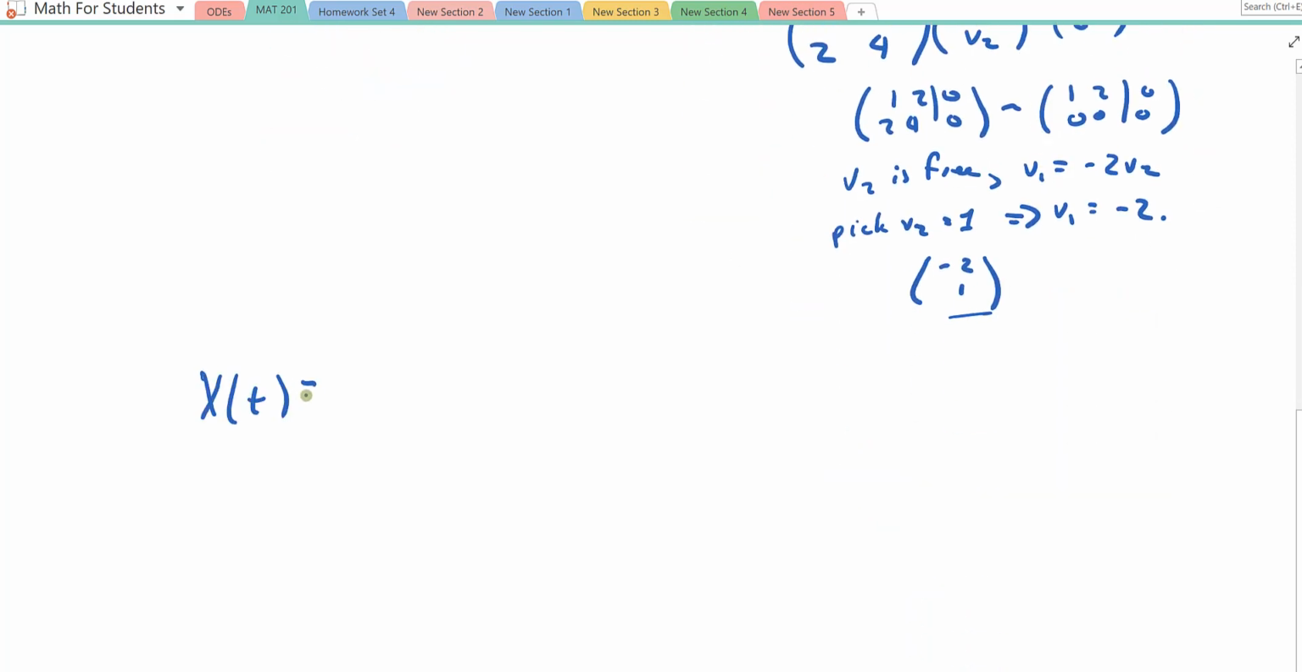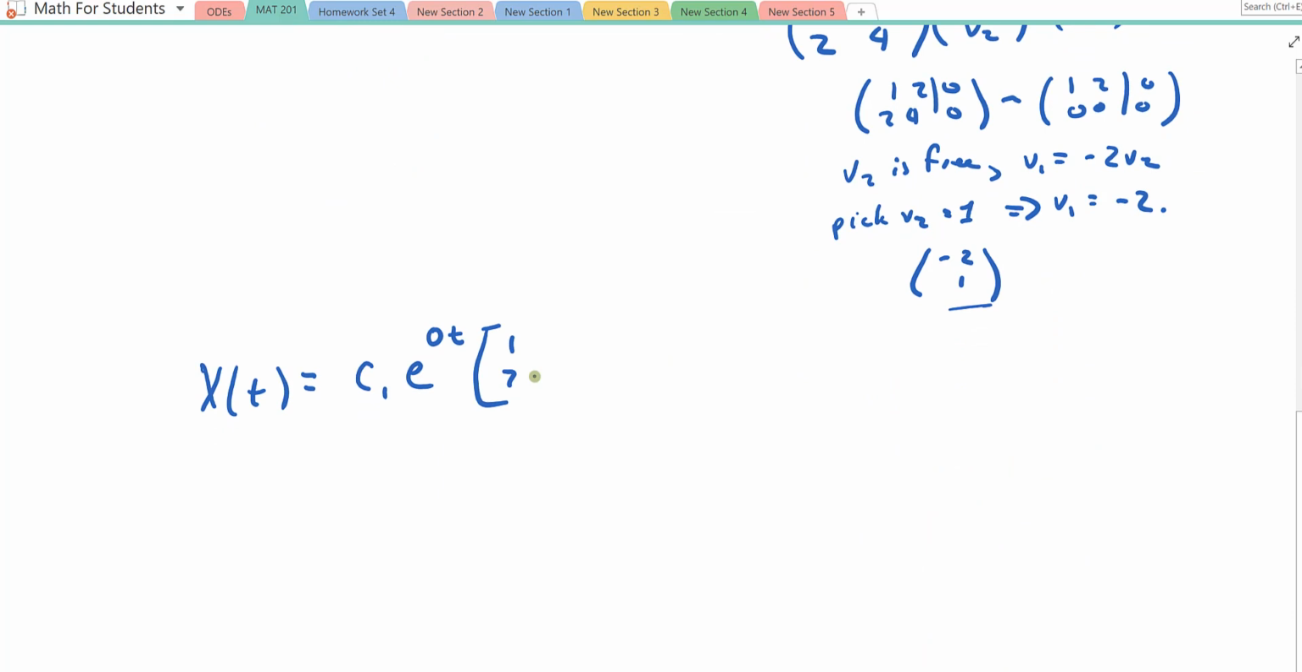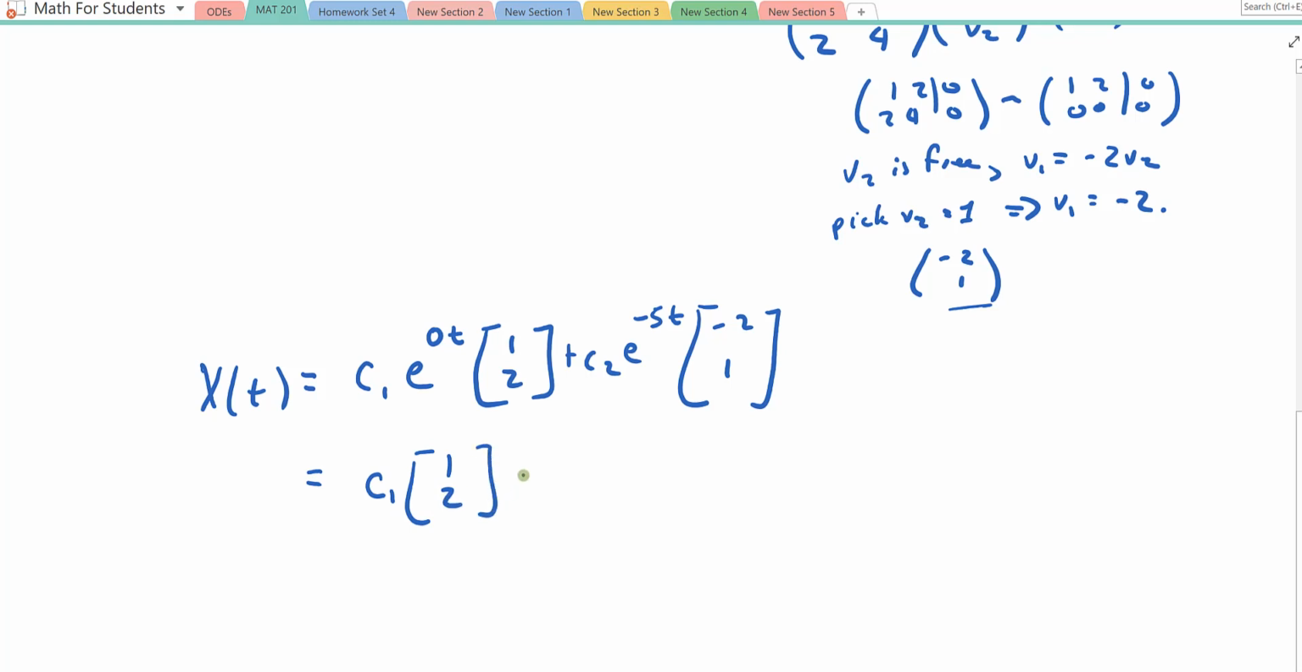So our solution is C1 e to the lambda equals 0, so 0 times t, times its eigenvector, which we said was 1, 2, plus C2 e to the second lambda, which was -5t, times its eigenvector, which we picked -2, 1, or one of its eigenvectors, I guess I should say. And since we have e to the 0t, that's just 1, so we really just end up with C1 (1, 2) plus C2 e to the -5t (-2, 1).